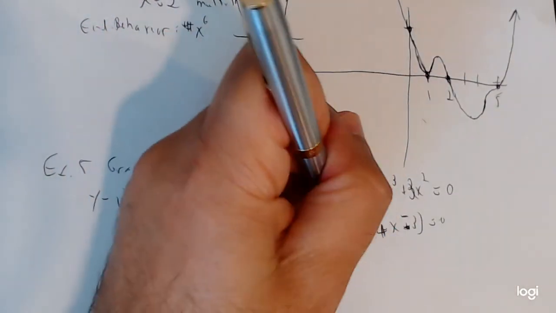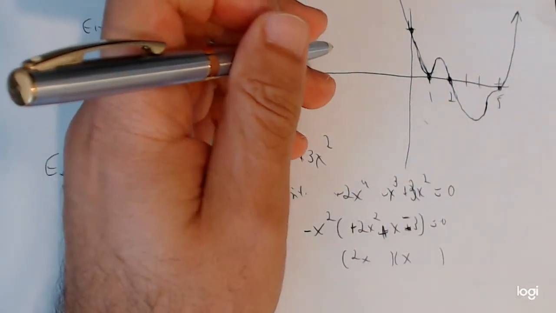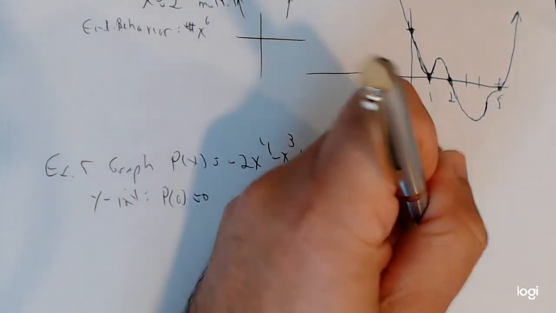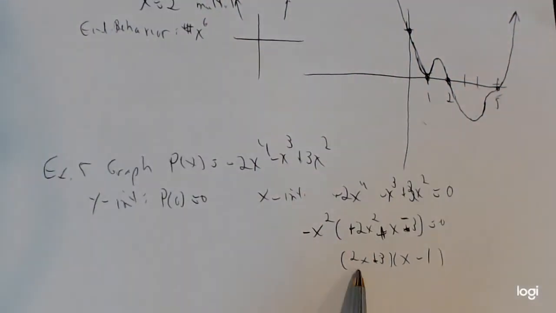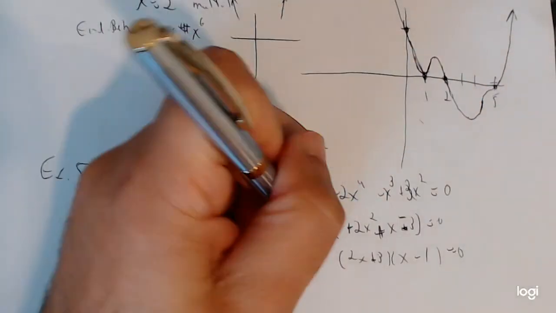I think it does, which that factors to what? 2x, x, minus or plus 3 minus 1. That works. 2x squared minus 2x plus 3x minus 3. Okay, perfect. So what do we notice here?